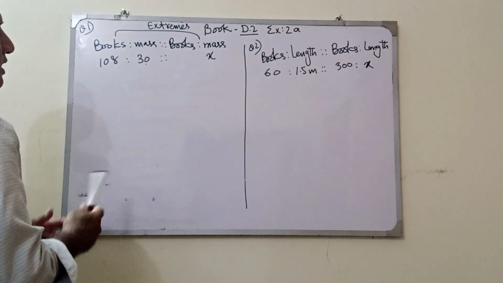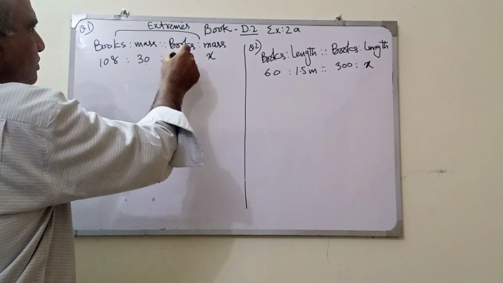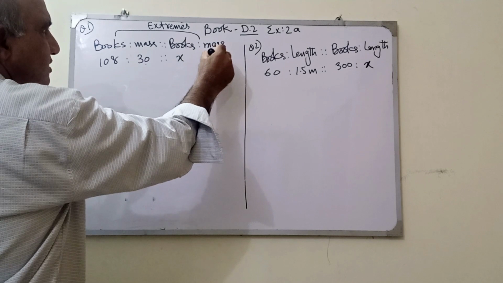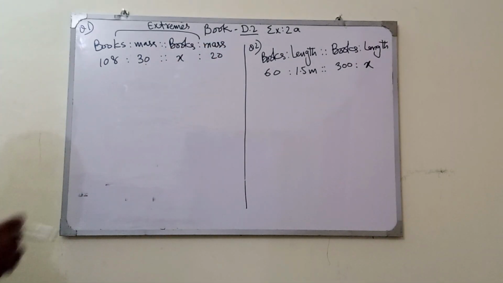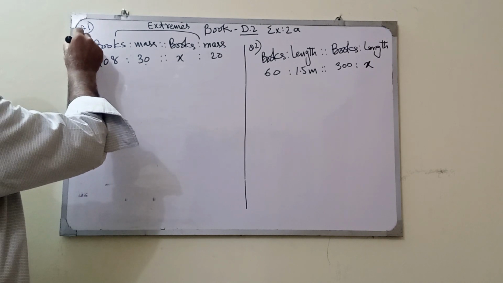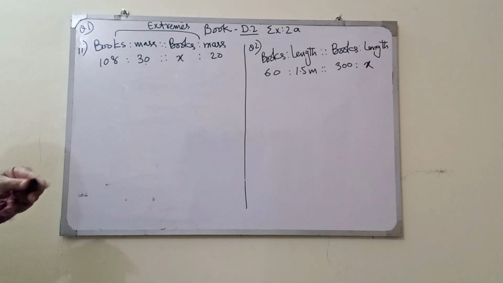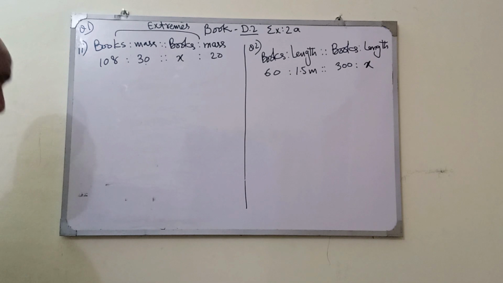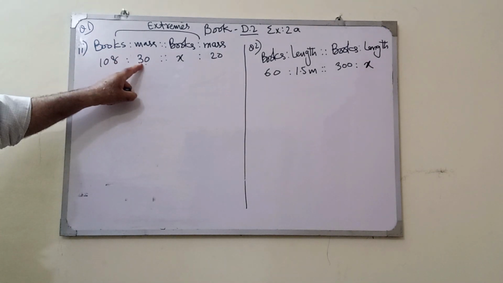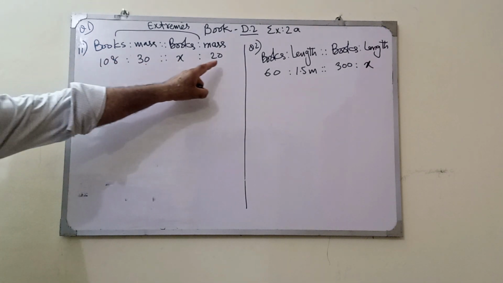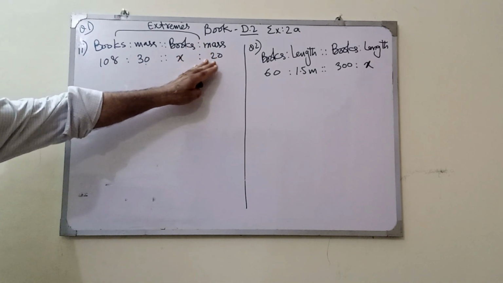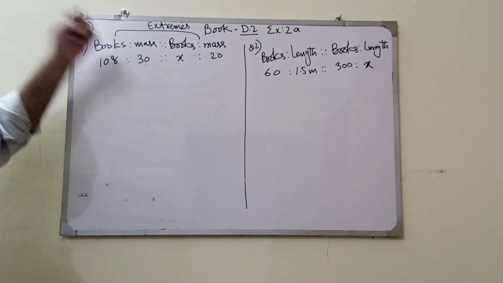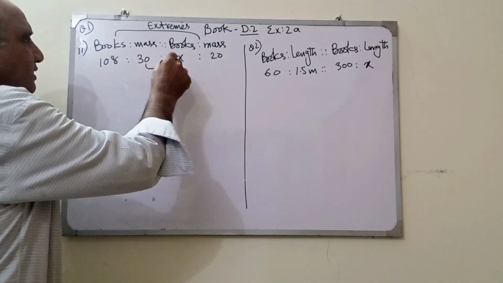Look here, he is saying to find the number of books if the mass is 20 kg. This is the second part of question number 1, right? In the first question he gave us the number of books and we had to find the mass. In the second part, he has given us the mass and we have to find the number of books. Again, we will apply the same formula here.